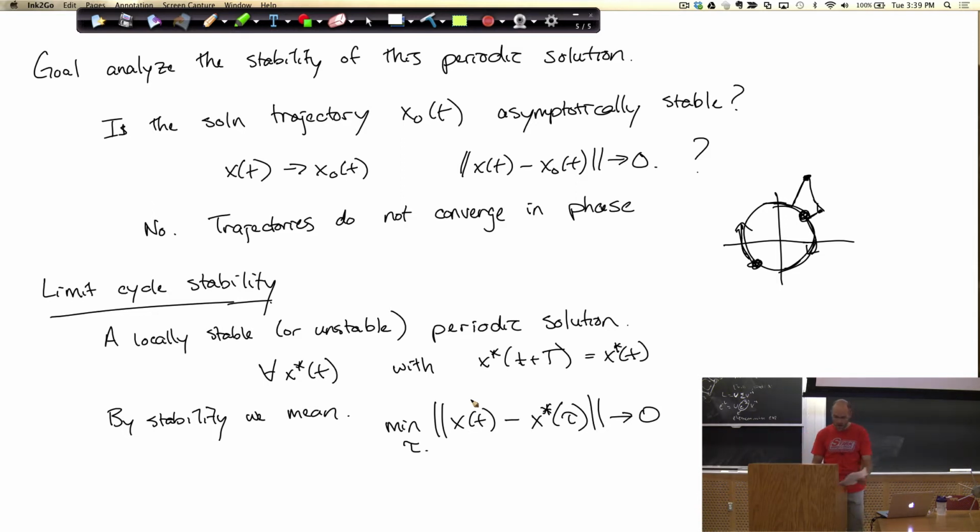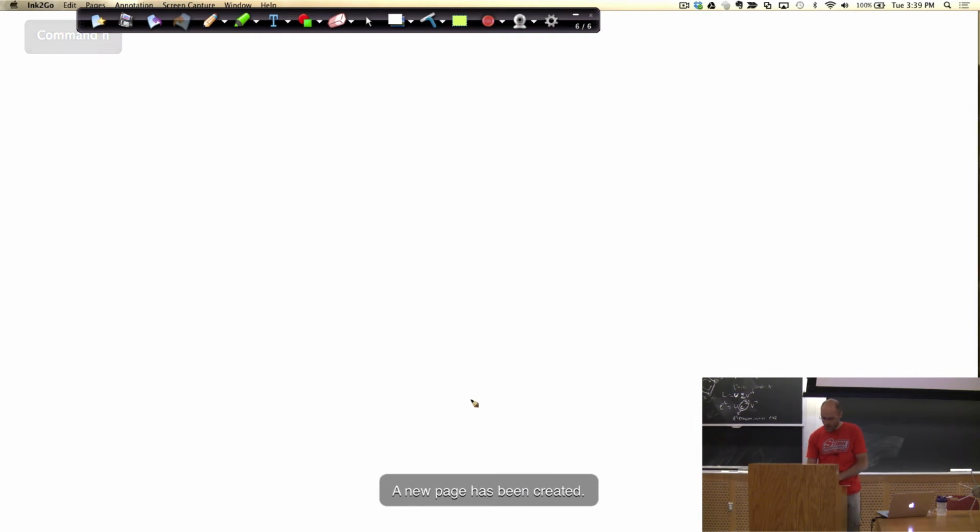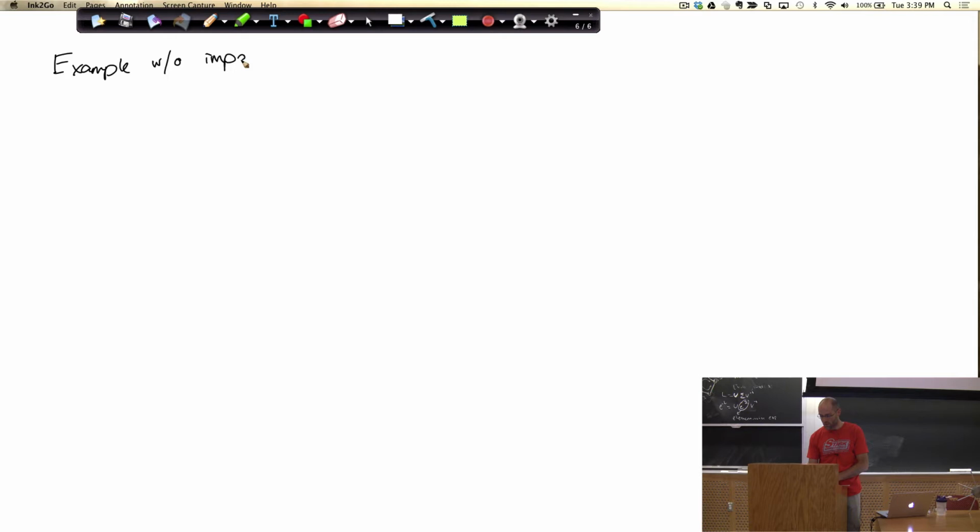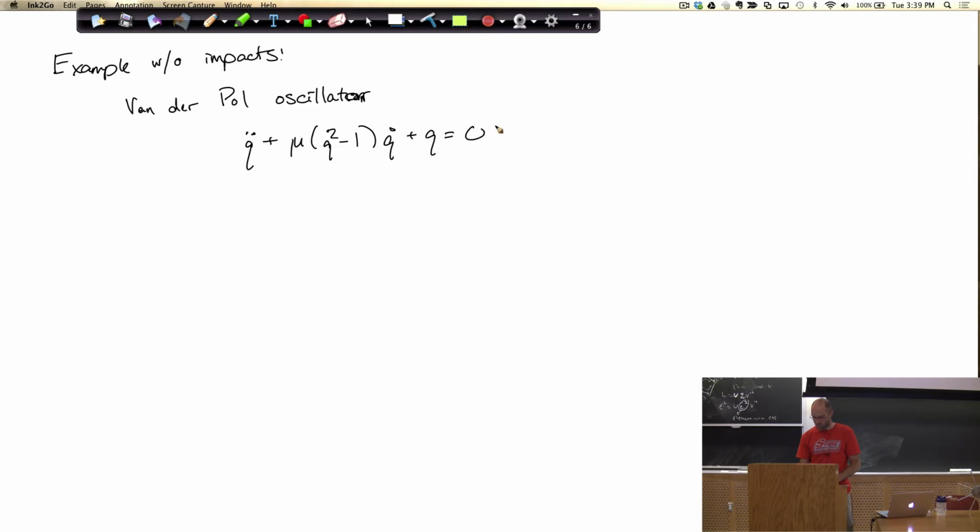Okay, so let's pull the simple example first. We can do an example of limit cycle stability without impacts first. I'm going to pull out that van der Pol oscillator, which I talked about very quickly before when we were talking about regions of attraction. The van der Pol oscillator is just a second order system. You should think of this almost as a linear spring damper system. The only problem is that it's got some nonlinear damping, if you will.